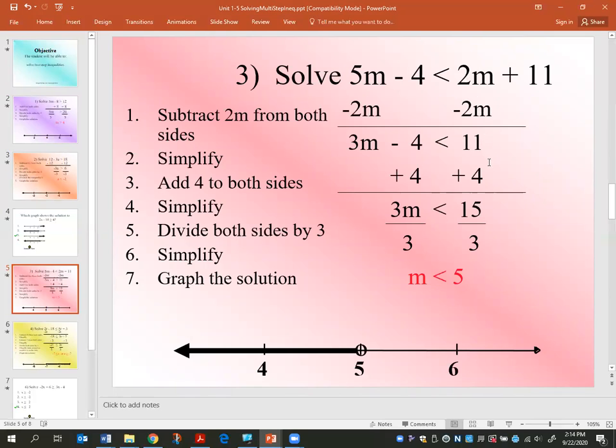Add 4 to both sides. 3m is less than 15. Divide by a positive 3, so the symbol does not change direction, and I have m is less than 5. So since it's only less than, it's open circle on 5, numbers smaller, so it goes to the left.